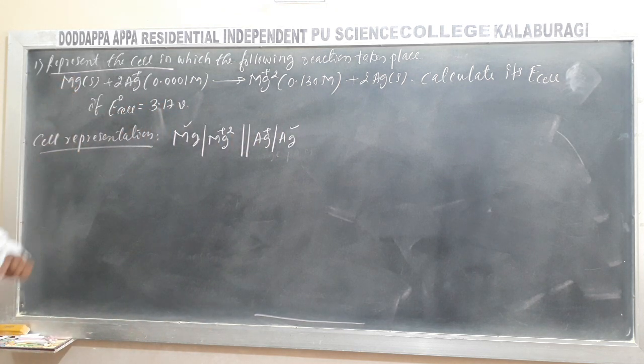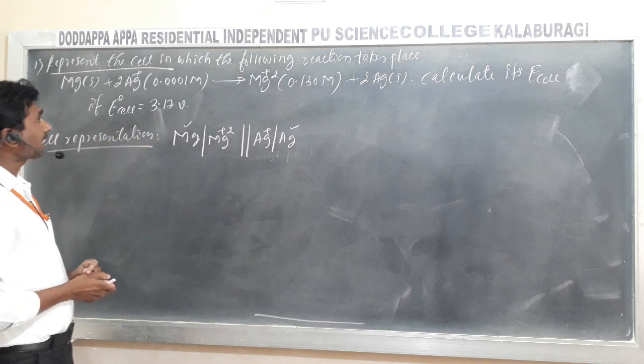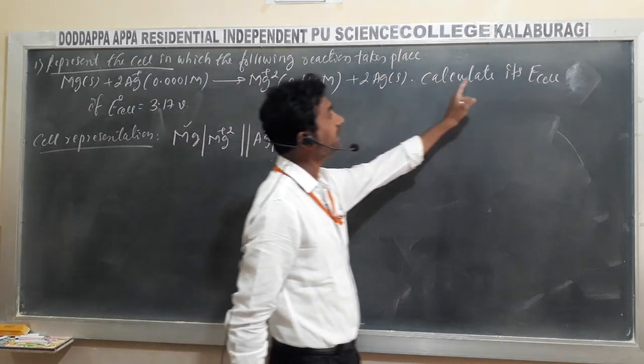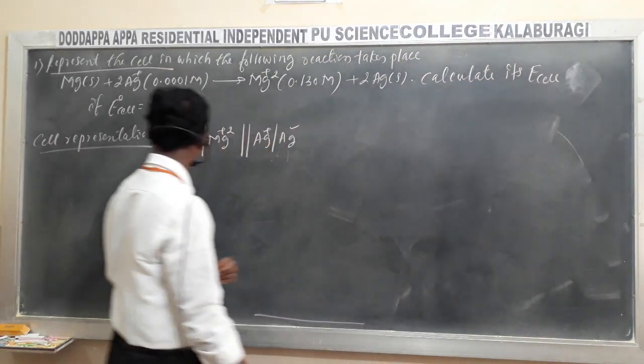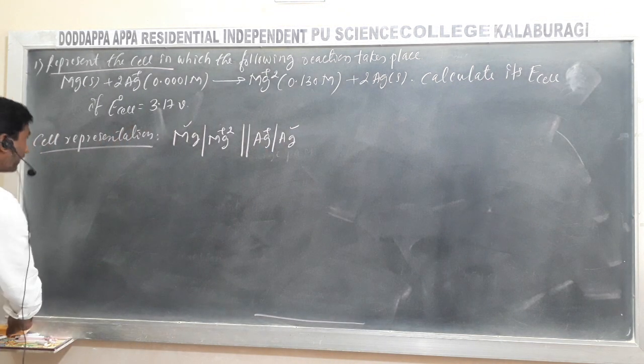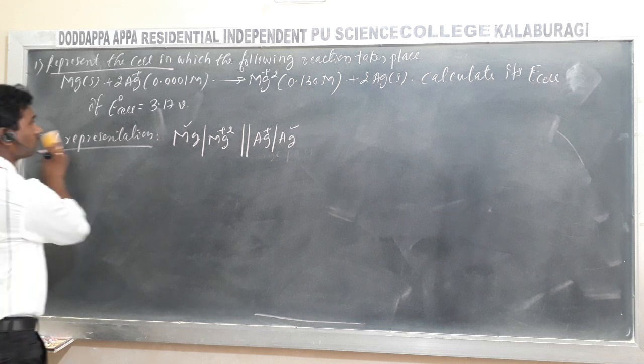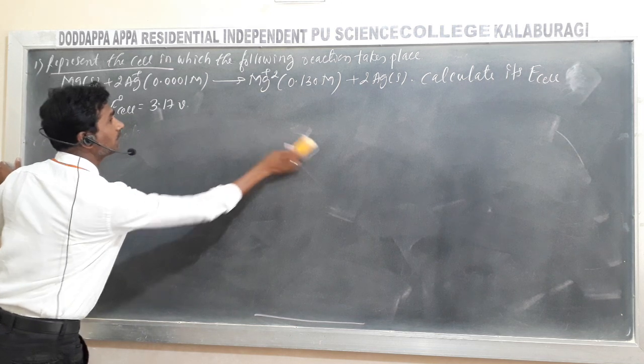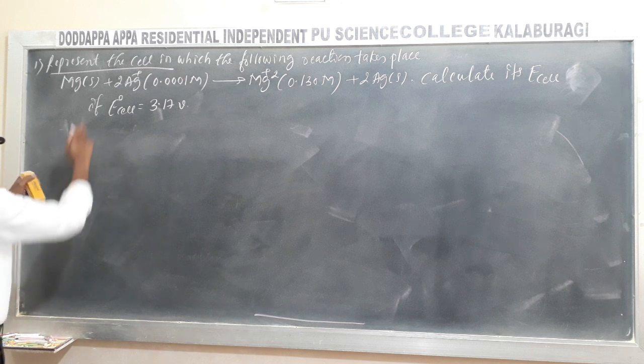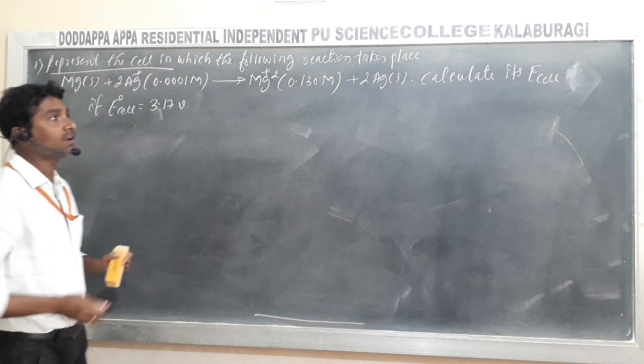Give the cell representation of the following reaction. The second is to calculate its E of cell. So how can you calculate E of cell? Okay, the cell representation is over. Now is the second case. First case is cell representation. Second is calculate E of cell.